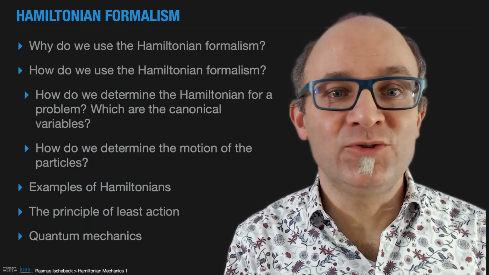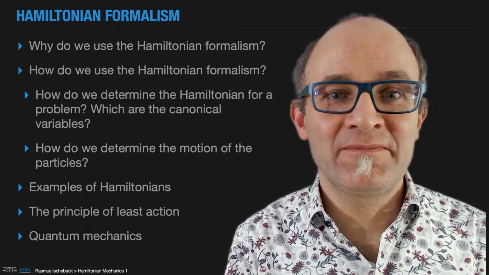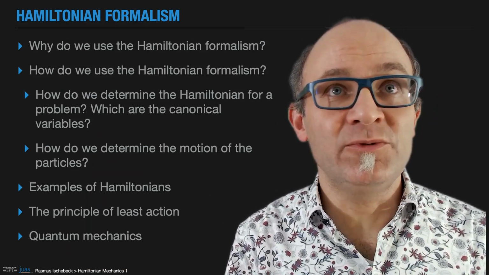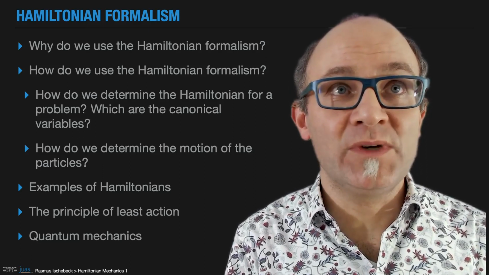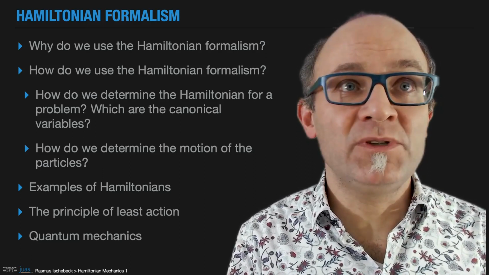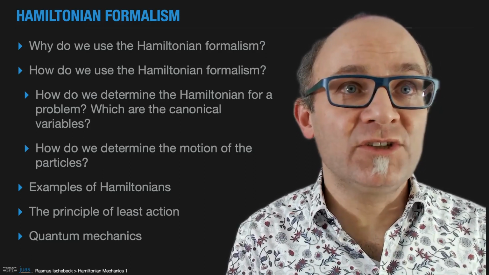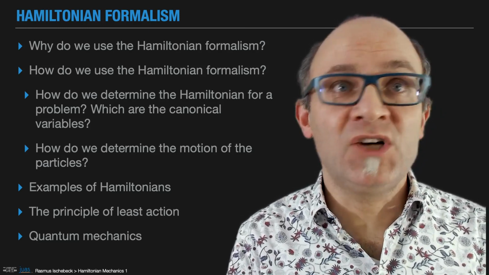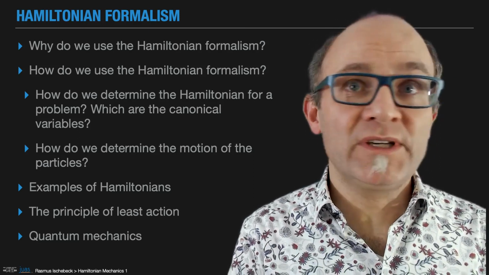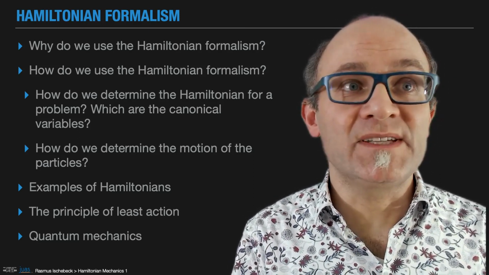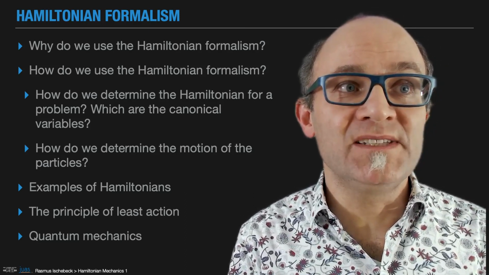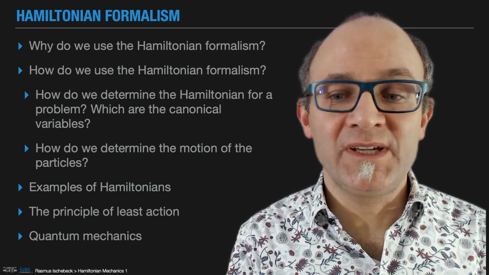So this is an overview of the Hamiltonian formalism. First question that you may ask yourself is, of course, why do we use the Hamiltonian formalism? Why do we do things this way? How do we use it? How do we determine the Hamiltonian for a problem? What are the canonical variables? And then from this, how do we determine the motion of these particles? We will look into this in the following minutes. We will see some examples of Hamiltonians. And in the end, we will very briefly touch the principle of least action and the connection to quantum mechanics.